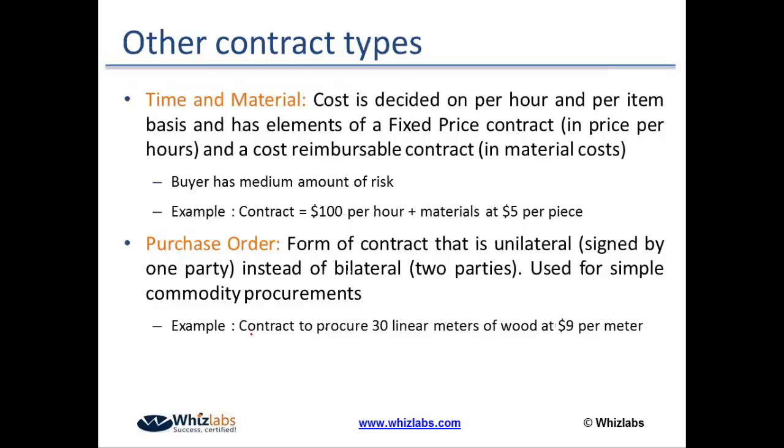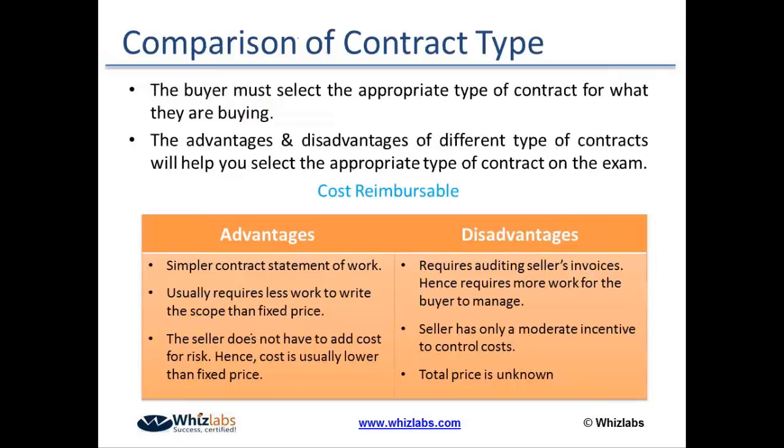Then I already discussed the fourth type, the purchase order. Considering all these definitions, if I ask you to find out the advantages and disadvantages of different types of contracts, I think that should not be difficult for you to do. Simply, for a cost reimbursable contract, the advantages are that I do not have to spend much effort to create the SOW. I would simply create the description of the project or the product, give it to the vendor, that okay, whatever the cost is, I will reimburse for it.